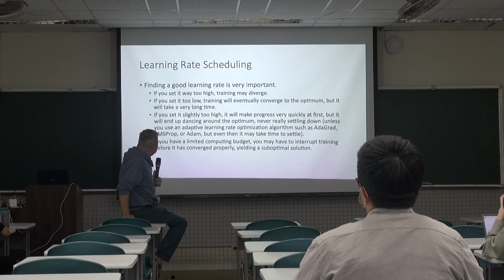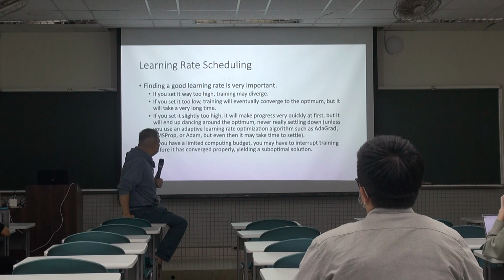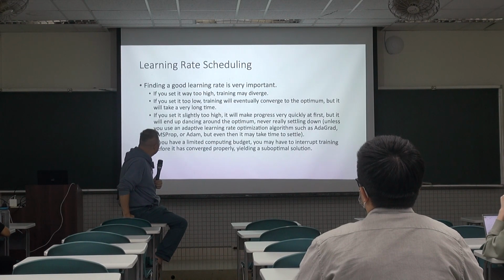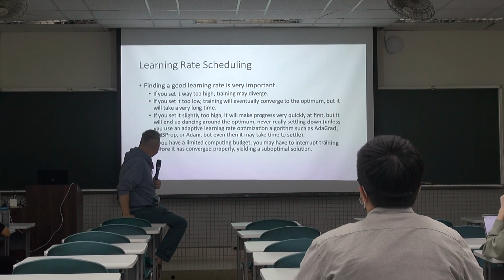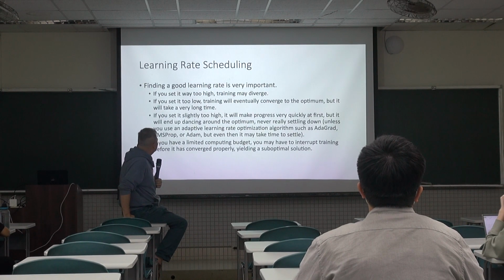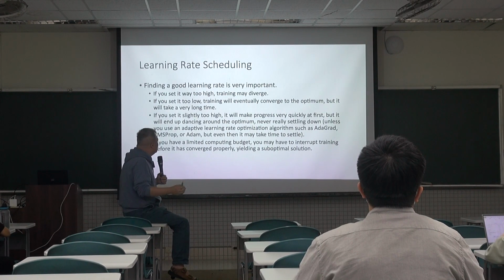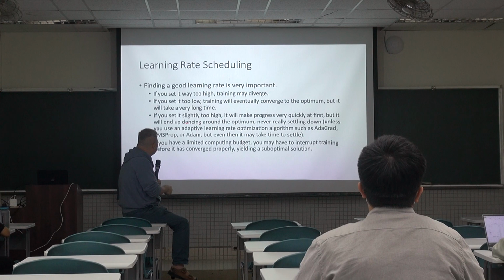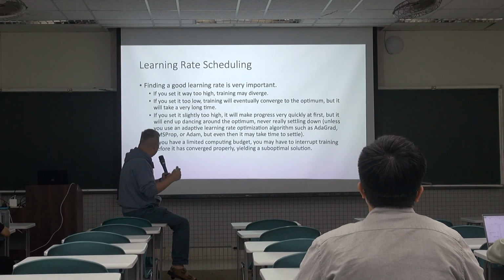So we know finding a good learning rate is important. I already talked about that earlier. If you set it too high, training may diverge. If you set it too low, then it will take a long time to converge. If you set it slightly too high, you'll make progress very quickly at first, but it will end up dancing around the optimum. So you're not going to get a good performance.